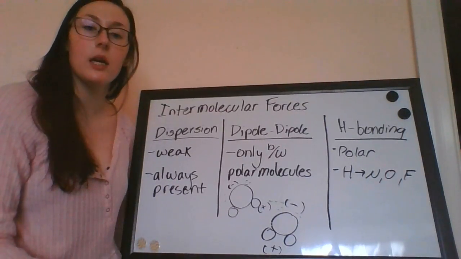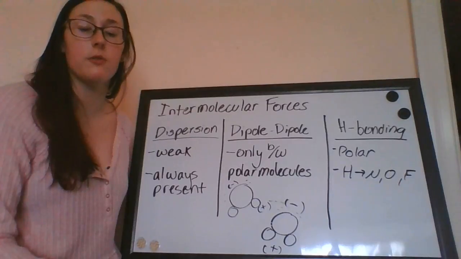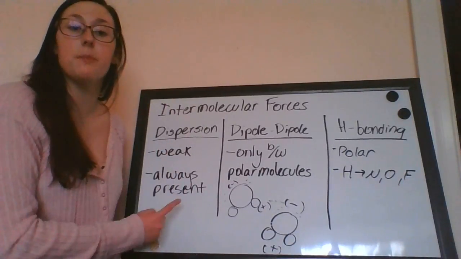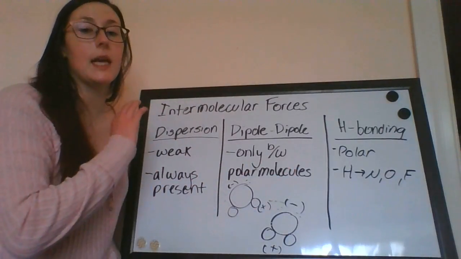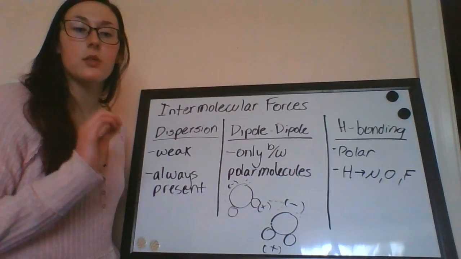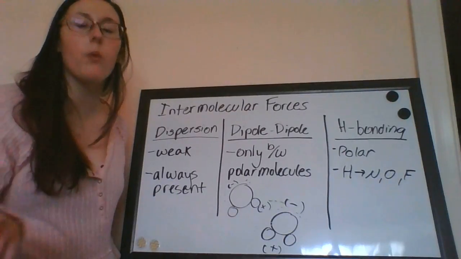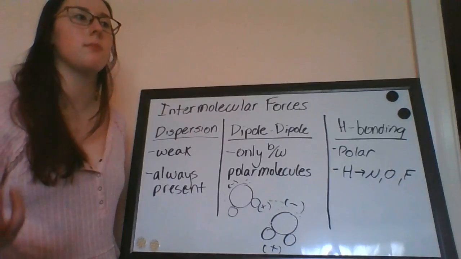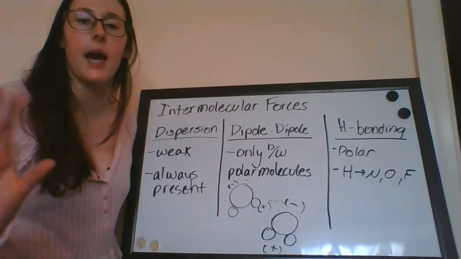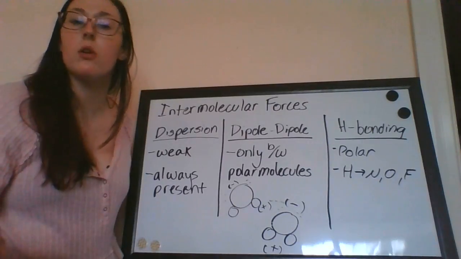In this video, I'm going to be talking about the basics of intermolecular forces. There's three kinds of intermolecular forces, and the first one is dispersion. It's actually the weakest of all three kinds, and it is always present. That's the unique thing about dispersion, is that it is always going to be happening between molecules if they get close to each other, because molecules have a natural tendency to interact with each other, no matter if they're polar or nonpolar.